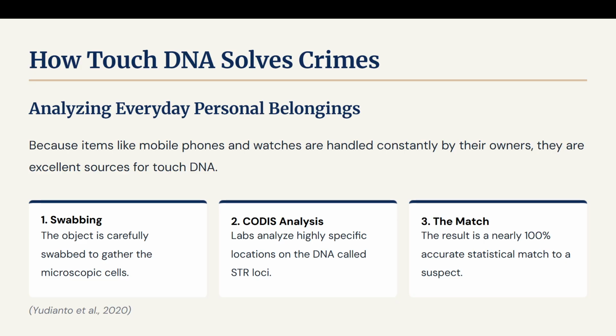First is swabbing, where the target object is carefully wiped down to gather those microscopic skin cells. Second is CODIS analysis, where laboratories target highly specific regions across standard genetic locations to build a distinct profile. This leads directly to the match, providing a statistical identity check that is nearly 100% accurate when presented in a court of law.